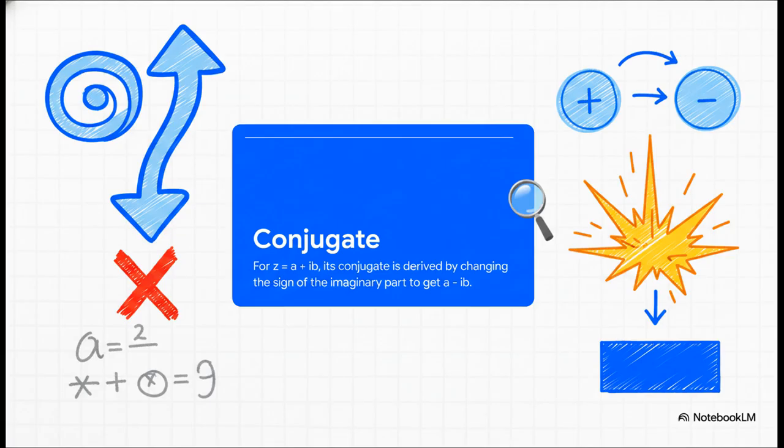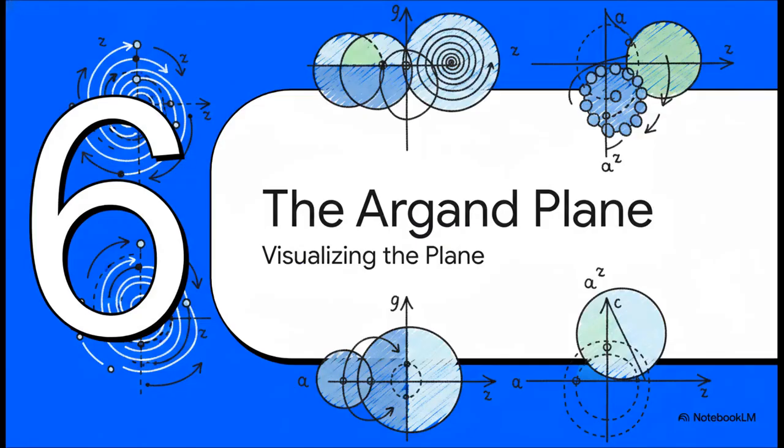Tool number 2 is the conjugate, and this one's super straightforward. If you have a complex number z equals a plus ib, its conjugate is literally just a minus ib. You simply flip the sign of the imaginary part. As we saw in our division example a second ago, the conjugate is absolutely your best friend for simplifying messy equations. When you multiply a complex number by its conjugate, all the imaginary parts vanish completely and you're left with a pure, real number.